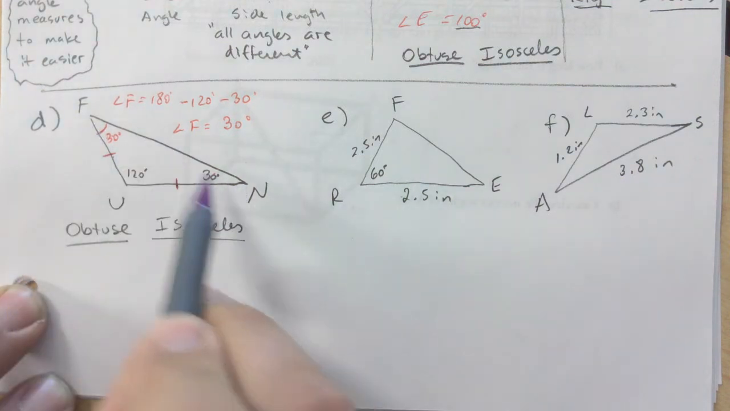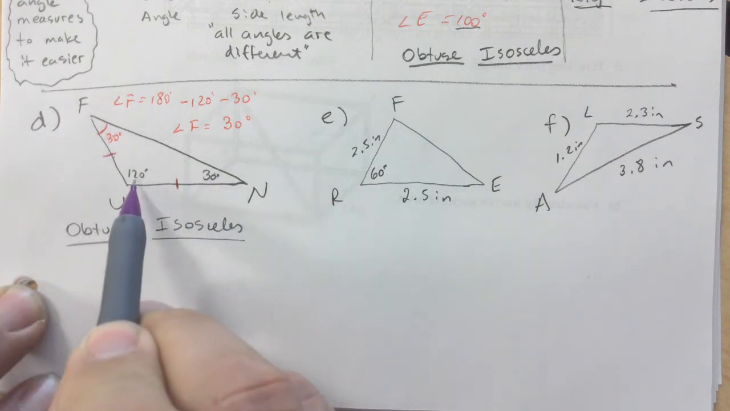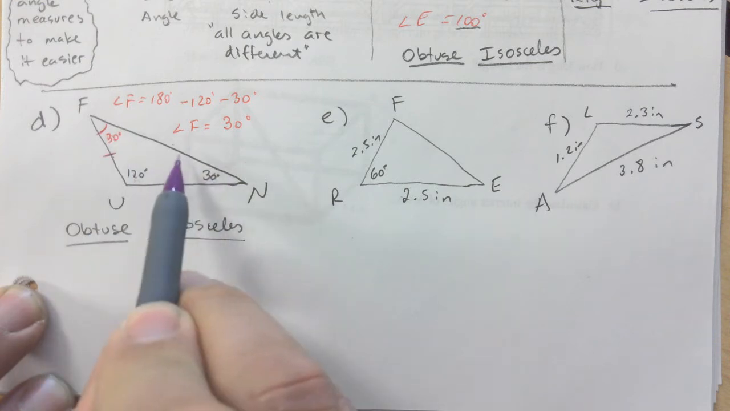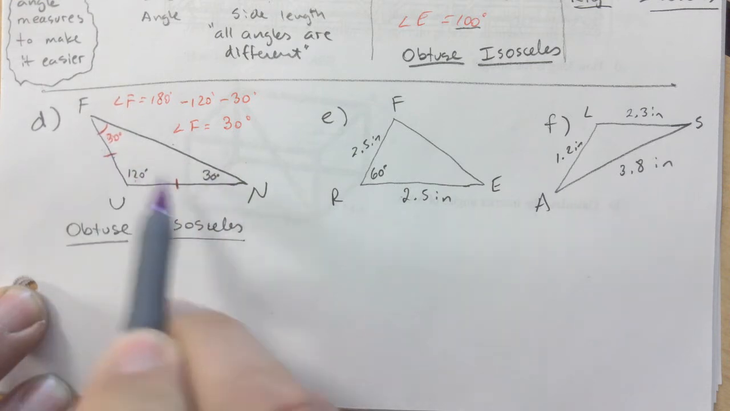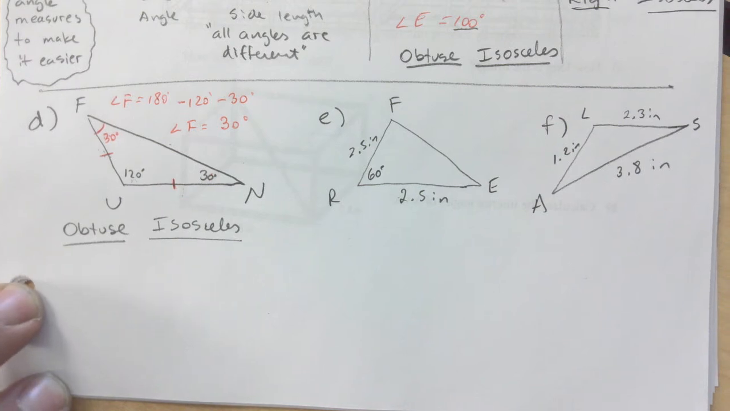What about this one, Mr. Dirksen? How come you know that this isn't going to be the same all of a sudden? Well, it's 120, right? This is going to be different. So the only two sides that are equal are these two. Okay, so there it is.